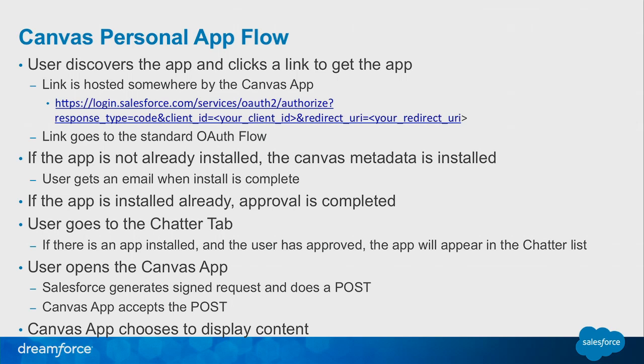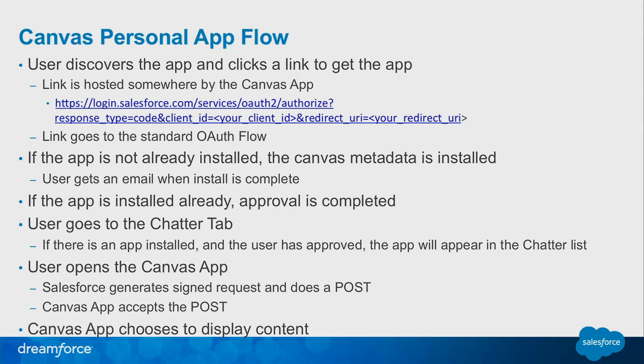And admins on their side are going to need to approve this as a personal app. As a Canvas app developer, we're also going to need to change just a tiny bit of configuration on the Salesforce side to enable it as a personal app. If the app isn't installed in someone's org, they'll be given the OAuth flow, and it will be installed under the covers that way. If it is already installed by another user, say, then it's just approved for that user, so it's a little bit quicker.